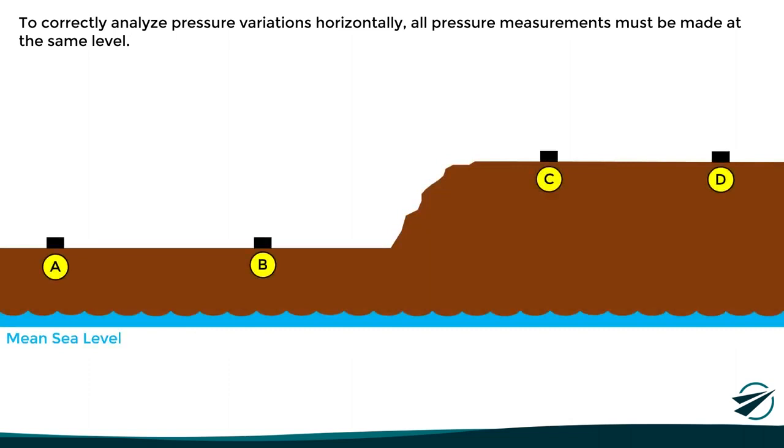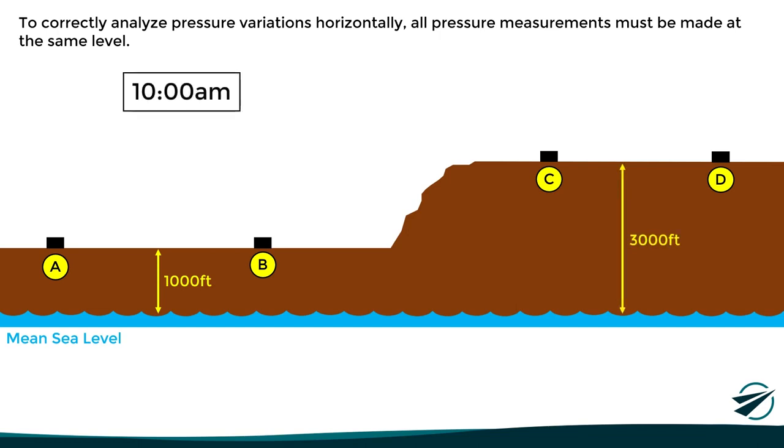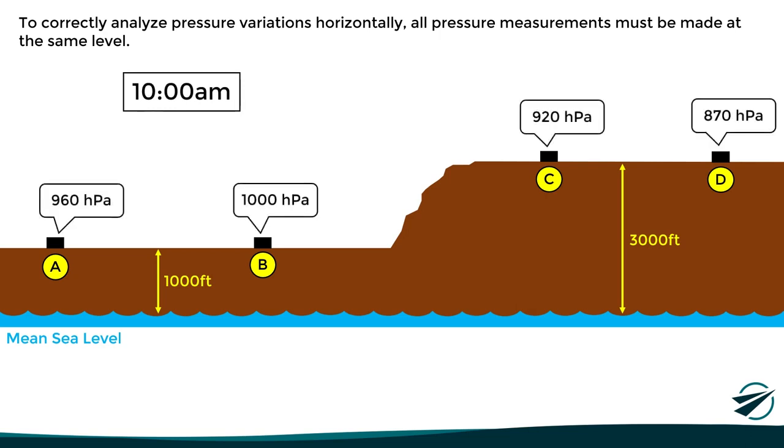Suppose that we have 4 weather stations reporting their atmospheric pressure. In this case, stations A and B are at the same level, specifically at 1,000 feet above mean sea level. And on the other hand, stations C and D are at an elevation of 3,000 feet. With this in mind, let's say that with the intention of performing a surface pressure analysis, all 4 stations report their pressure at 10 a.m. In this situation, there is no problem if we directly compare the pressure of A and B, since both stations are at the same level. And in the same way, there would be no problem in comparing the pressure of stations C and D either.